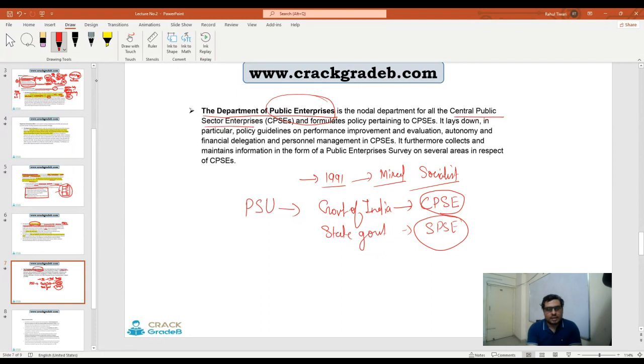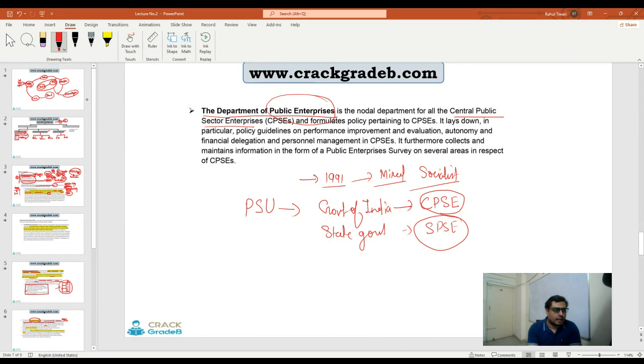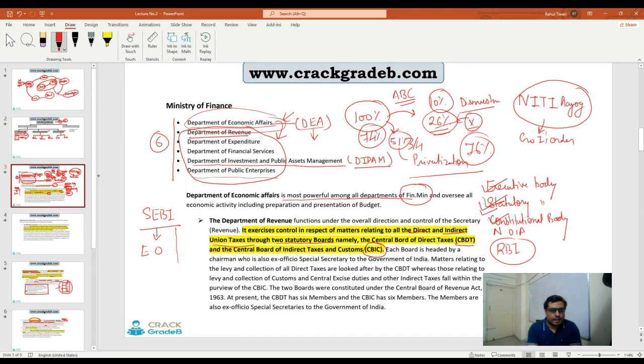Central Public Sector Enterprises come under the purview of the Department of Public Enterprises. One more department was there. We have discussed the economic affairs, the revenue, the financial services, public assets management, and Department of Public Enterprises. One more is expenditure, right? Department of Expenditure: how much the government has to spend and where, and whether the spending is going in the proper manner or not. All these responsibilities come under the expenditure department, right?